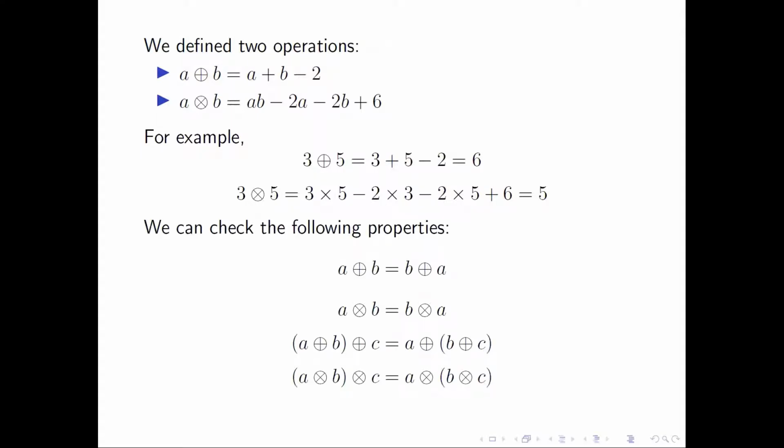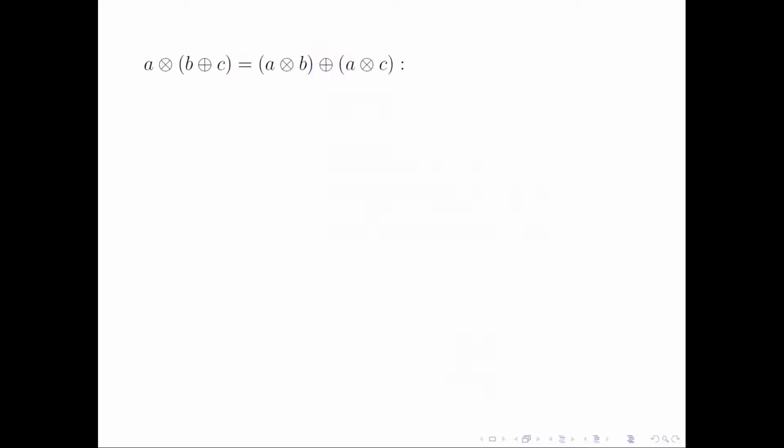We can check. Both of the operations are commutative and associative. That's not difficult to verify, but here we verify a distributive property. The circled multiplication is distributive over circled plus.